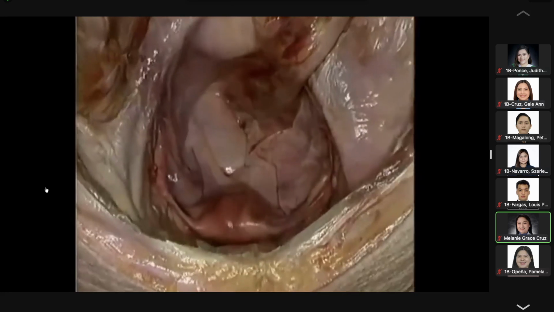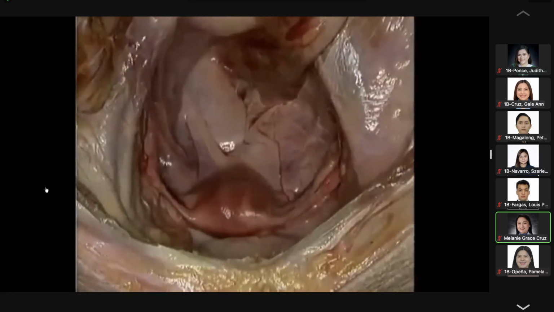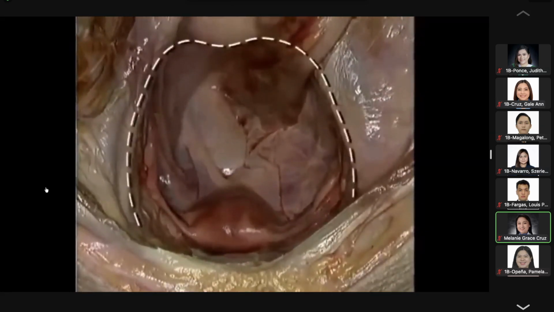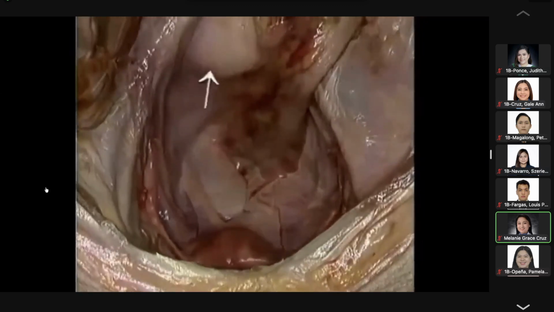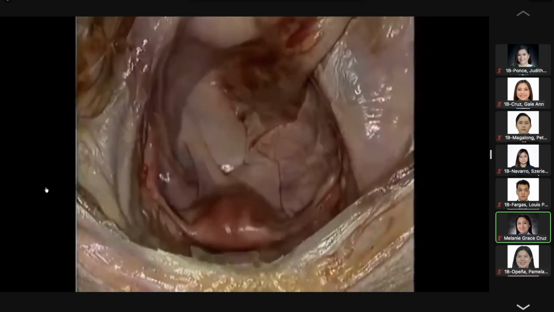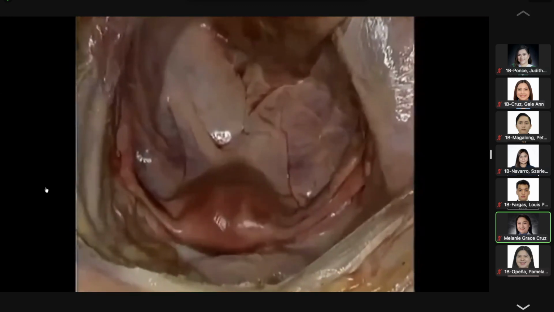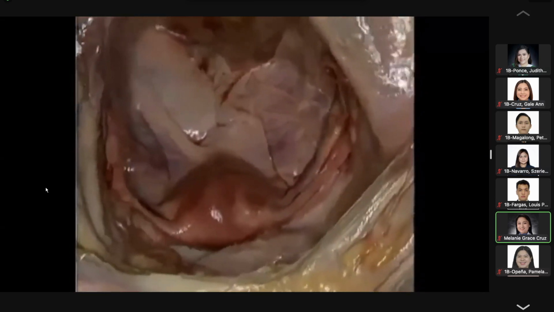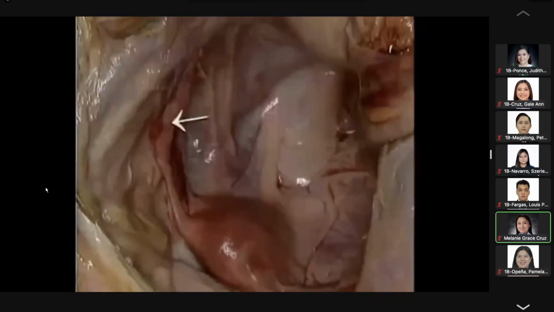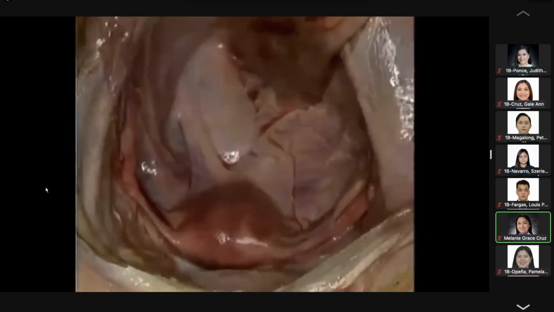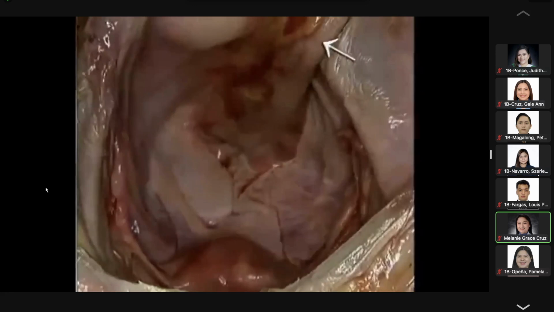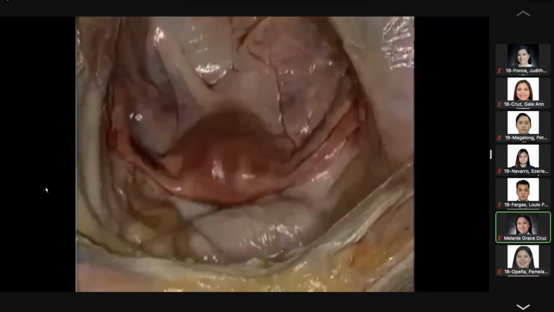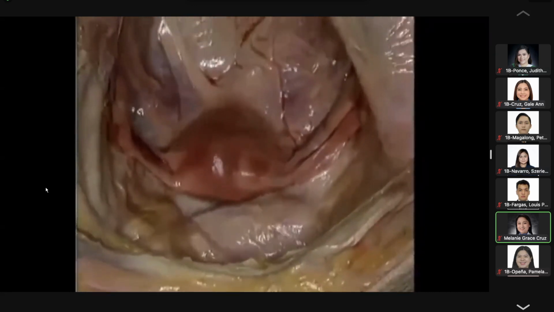Here we're looking downwards and backwards into the pelvic cavity. Here are the inguinal ligaments in front. Here's the pelvic brim. Here's the sacral promontory. Here are the uterus and the two uterine tubes. Here's the left ovary. Here's the right one. Behind the uterus is the sigmoid colon. In front of it, beneath the peritoneum, is the bladder.